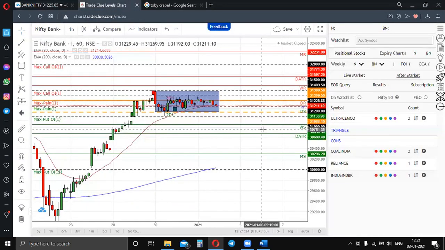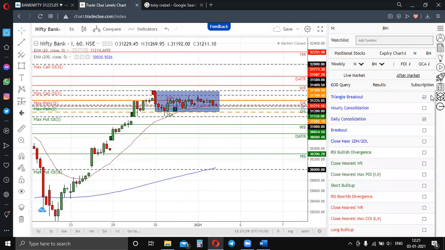Where do you find it? Now you can simply go into the aftermarket query, check triangle breakout, check daily consolidation. Hourly consolidations are for those who want to see what is forming inside that day on the hourly chart. If I'm getting consecutive 4-5 candles on the hourly chart going very sideways, this may provide me an intraday opportunity. But the stocks on triangle breakout and daily consolidation are going to provide me a very good opportunity a day prior only.